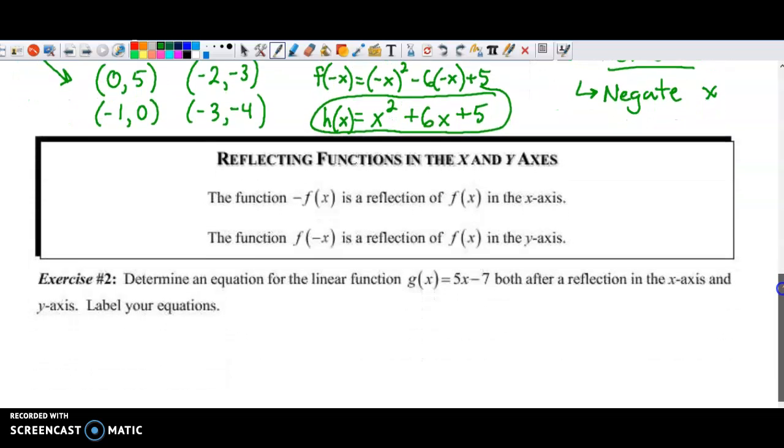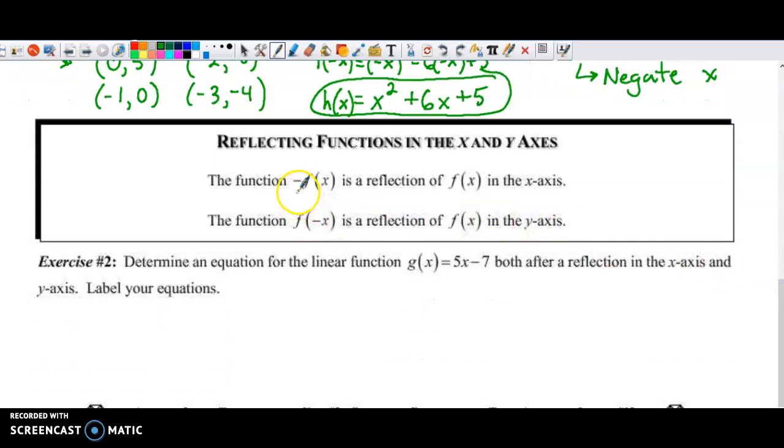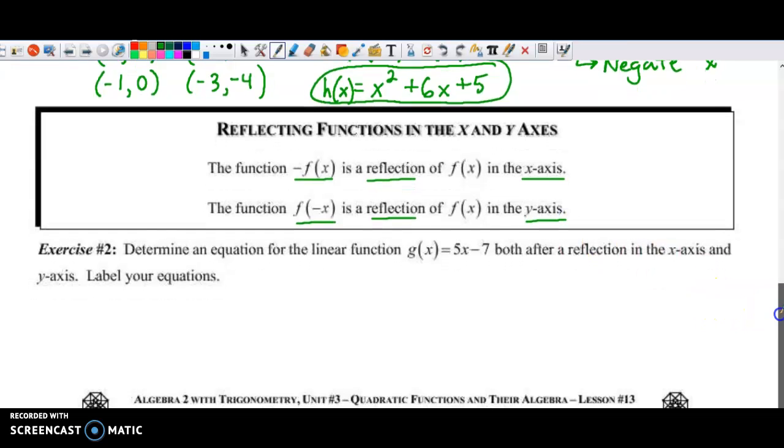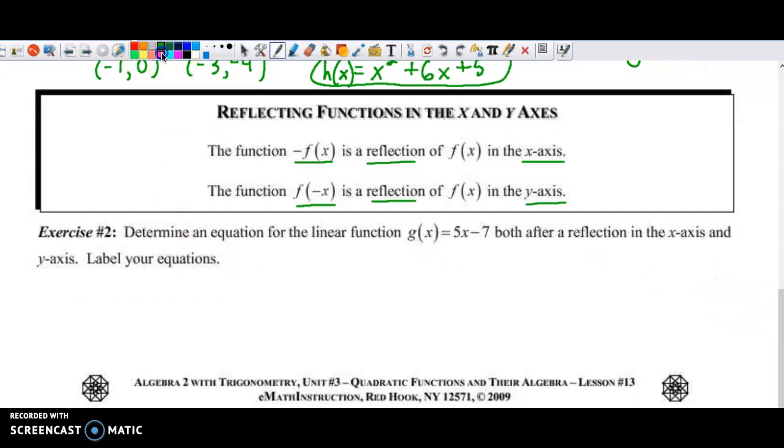So here's the rules. If we negate y, because that's what negative f of x means, it's an x-axis reflection. And if we negate the x value, it's a reflection over the y-axis. So we can use that as a shortcut to come up with linear equations after a reflection in both the x-axis and the y-axis. Now remember, this function is y equals 5x minus 7.